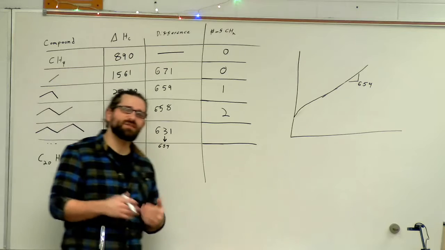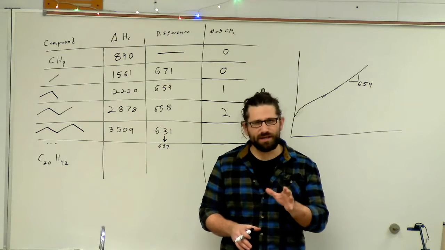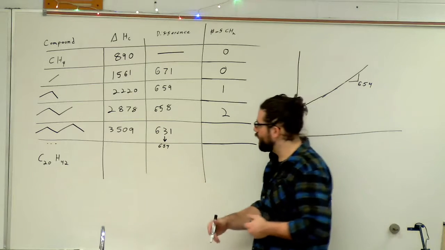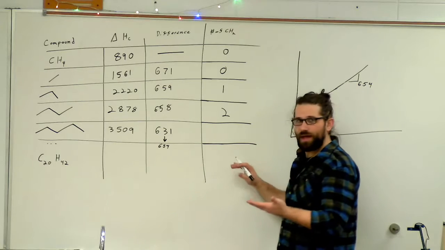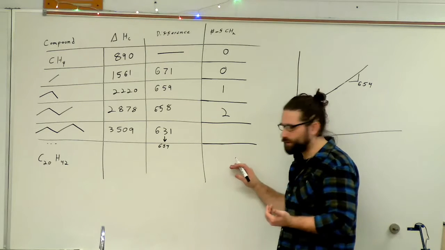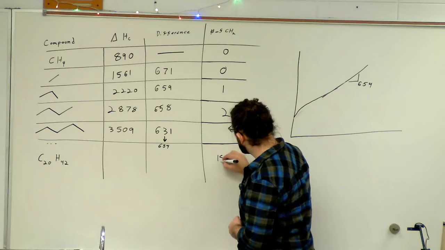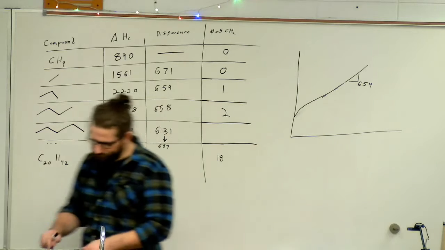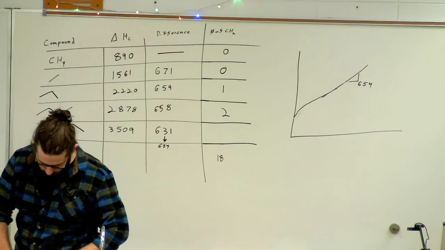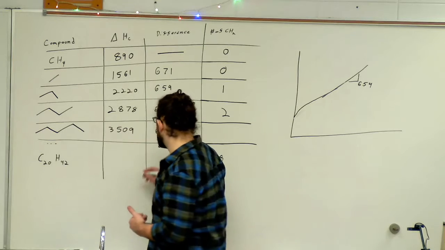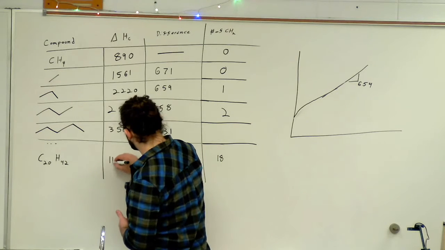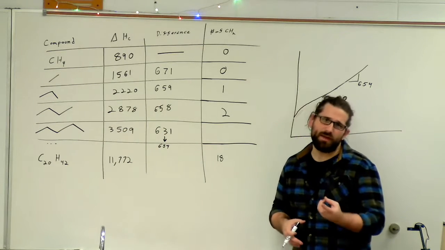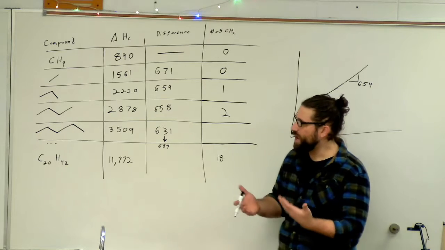So when I get to something like C20H42, I can actually estimate that enthalpy of combustion pretty easily by just going, well, they approach 654 the longer the carbon chain. And so I can figure out the number of CH2s I'm going to have here on my C20H42, which is going to be 18. I can take 18 times 654 and get 11,772. So I can estimate the enthalpy of combustion for pretty much any hydrocarbon.